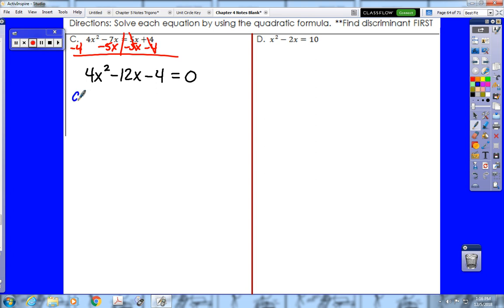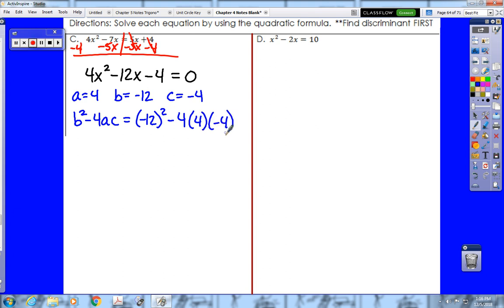So what we do is we identify that A is 4, that B is -12, that C is -4, and we do the value of the discriminant, b squared minus 4ac. So -12 squared minus 4 times 4 times -4. That means our discriminant is 144 plus 64, which would be 208.